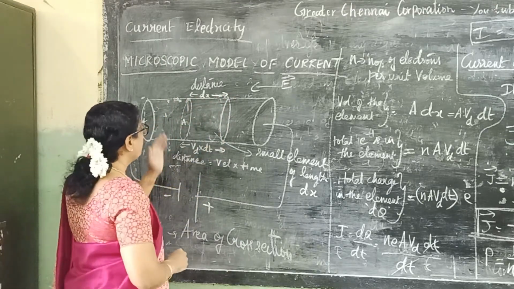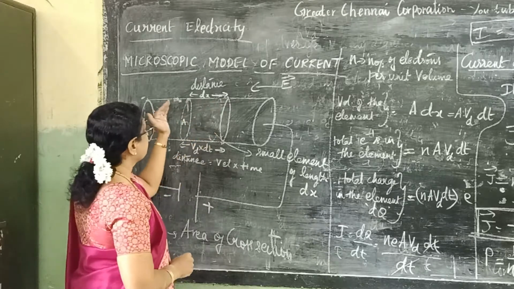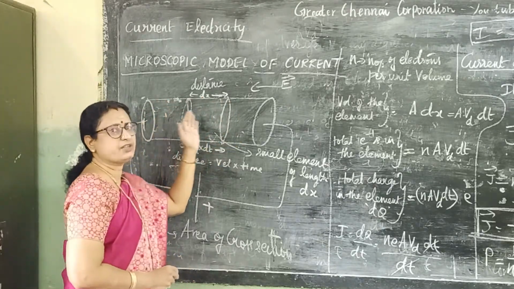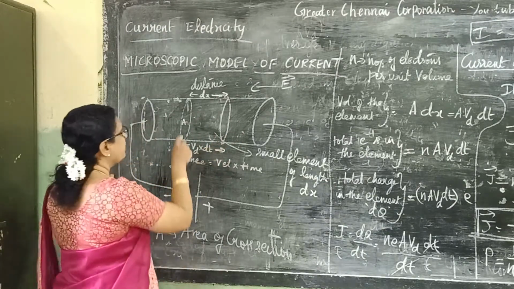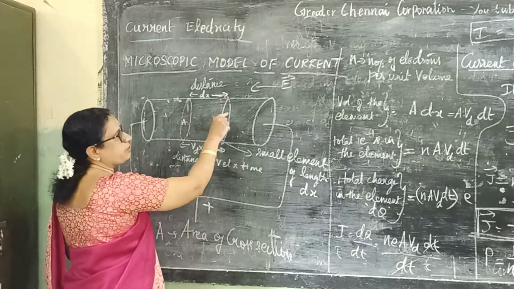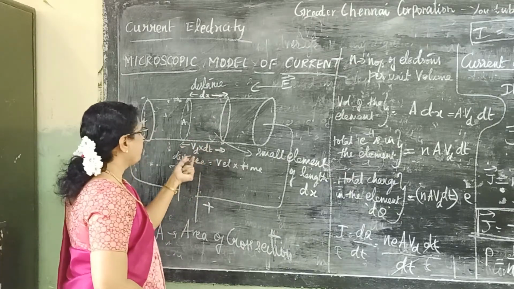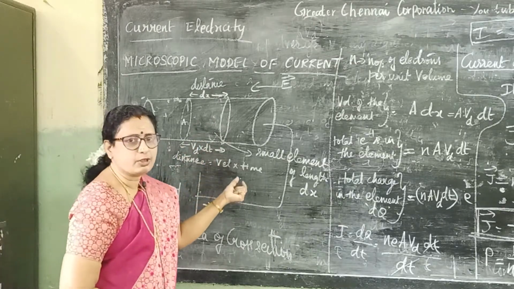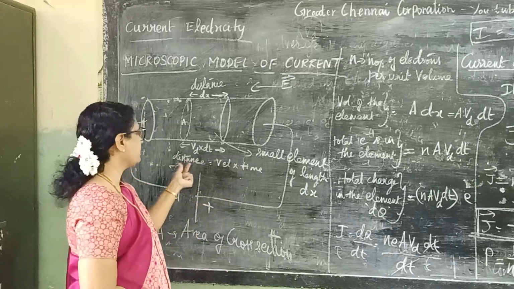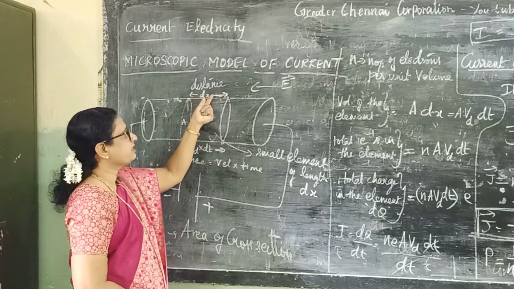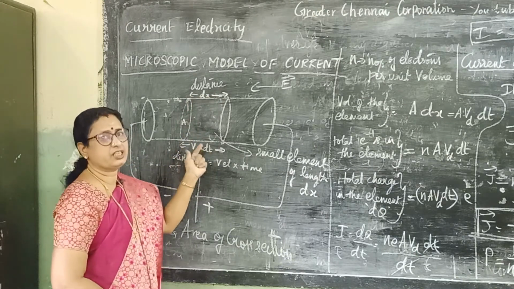Now we all know the charges are crossing this area from left to right, and they cross with the drift velocity Vd, and they cross this element in a time dt. So velocity, we all know, is equal to distance by time. So distance is equal to velocity into time. So this distance dx is also equal to the velocity into time.